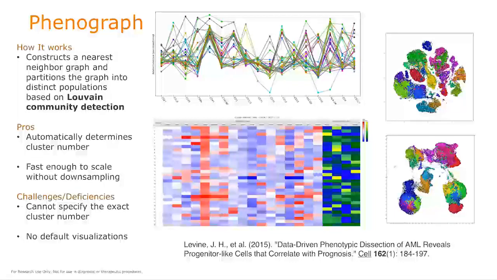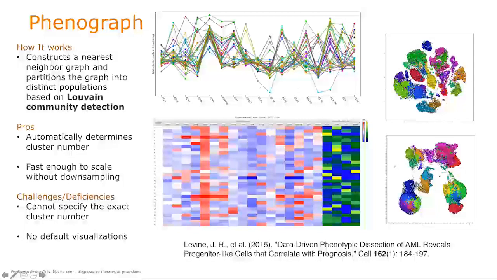It is fairly fast, with the caveat I've already mentioned, that I prefer to use the R-based version 2.4 over version 3, because it seems to run faster on higher numbers of events. So I say yes, it's fast enough to scale without downsampling. That doesn't mean it's not significantly slower than the other two methods I'm mentioning here.